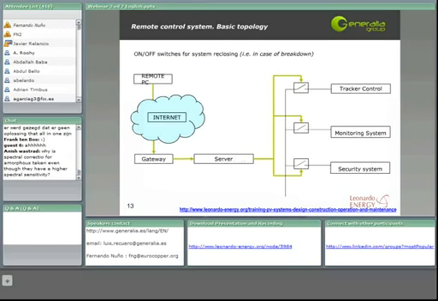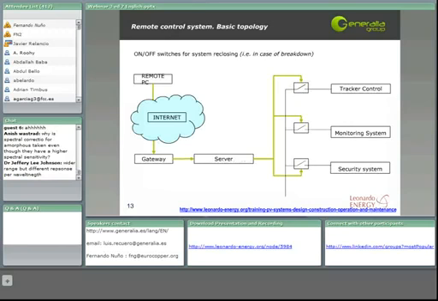In this slide, we have the remote control system basic topology. We can decide between different types of remote control system depending on the performance that we want to get from them. Here we can find a remote control system with only on and off switches for system reclosing.